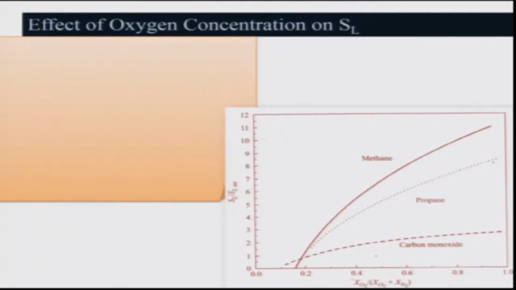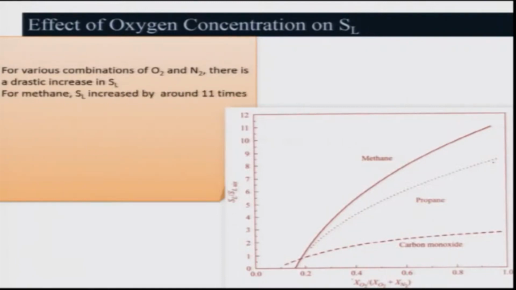So, we have taken 3 fuels here: methane, propane and carbon monoxide. You will find that the effect is very much predominant for methane, because, of course, if you look at it, the ratio is all greater than 1 in this zone whenever a greater amount of oxygen is given as compared to the air.